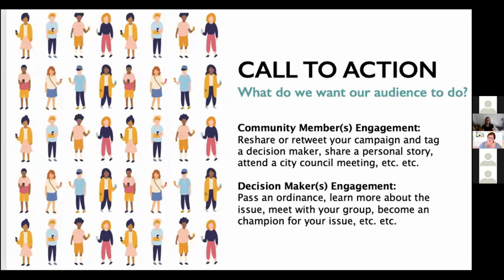And then with decision makers, a lot of times we think, oh, let's just tag them and call them out, like, support this ordinance or learn more about how tobacco is impacting our community. But you can also make other asks. You can invite them to a coalition meeting. You can send them materials to learn about something and then ask them to meet with you. So it doesn't just have to be a tag them. There can be other pieces with that engagement.